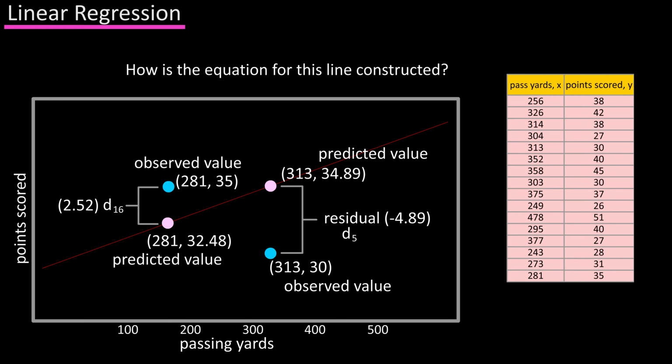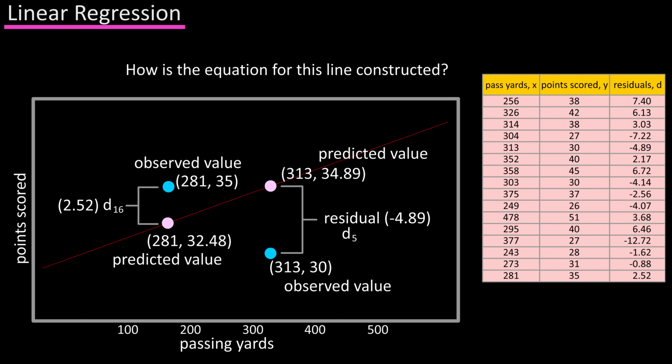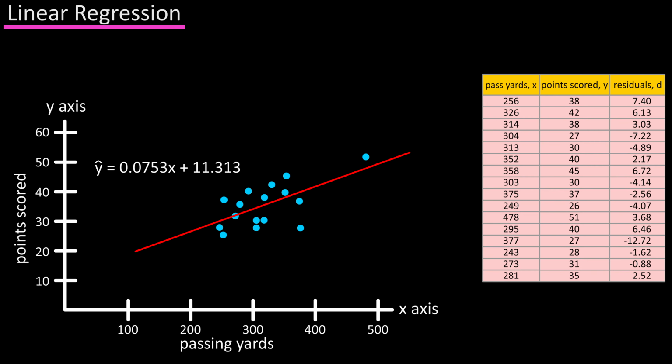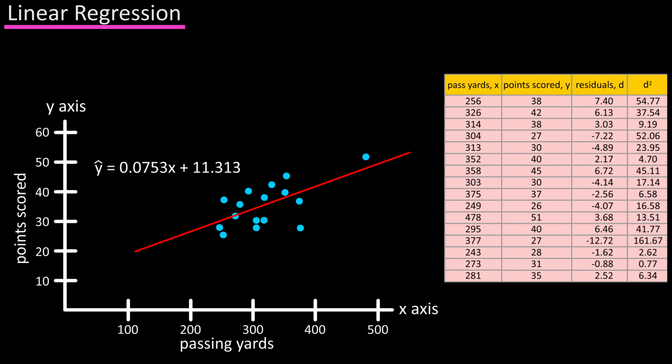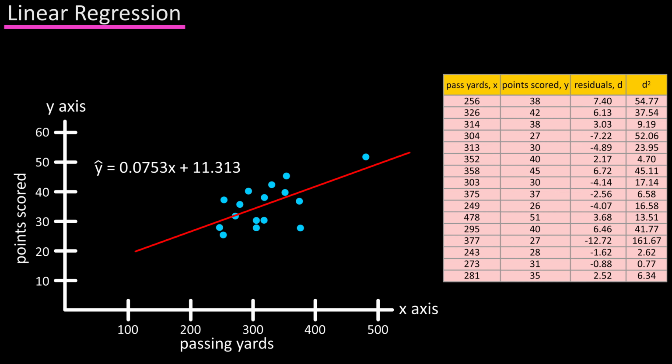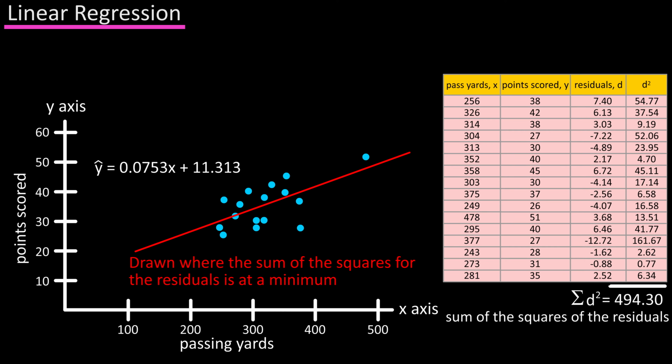The residuals are often noted with a small d and a subscript. I've added in a third column into the table, marking the values of the residuals for each of the 16 ordered pairs. And now I'm going to add in a fourth column for the values of the residuals squared, and sum it up at the bottom of the column. And this total at the bottom is the sum of d squared, which is called the sum of squares of the residuals. And this regression line that is drawn in the scatter plot is drawn through a set of points where the sum of squares of all the residuals is at a minimum.